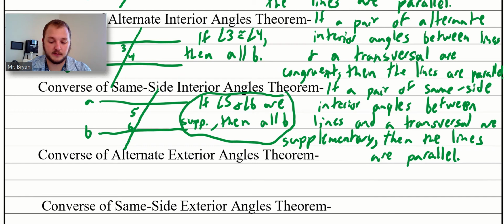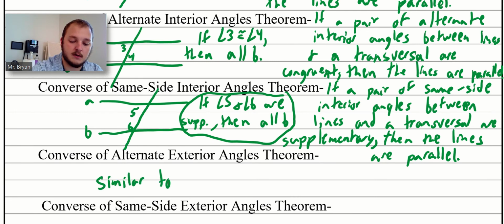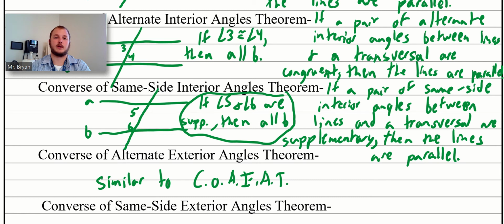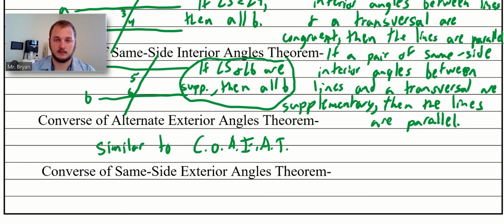And then for the last couple here, you can just say converse of alternate exterior angles theorem, and you can abbreviate that as needed. But all we're going to write for this is same as before. It's similar to the converse of the alternate interior angles theorem. So I'm going to write it like this: converse of alternate interior angles theorem. Just a way to abbreviate that. So it's the exact same theorem, so I'm not going to make you write it again. The only difference is you change the word interior to exterior. So no use in writing the whole thing.